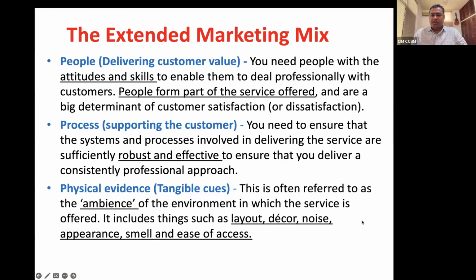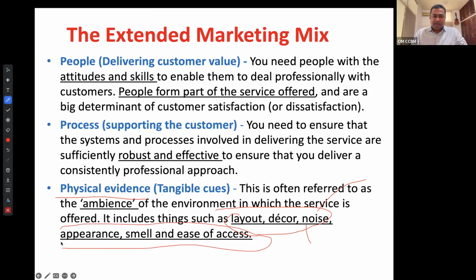And then we go into the three extended P's: physical evidence, people, and process. So let's start with physical evidence. Now, physical evidence is an important P. This is the office environment, the decor, the layout. Some offices have a lot of noise, some have nice music, pipe music. The appearance, the fragrance, ease of access, parking. Basically, the physical evidence is the ambience.